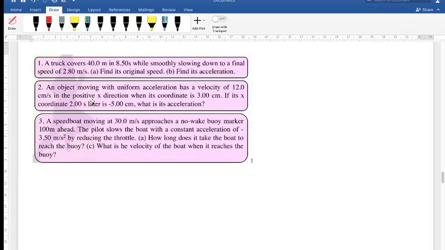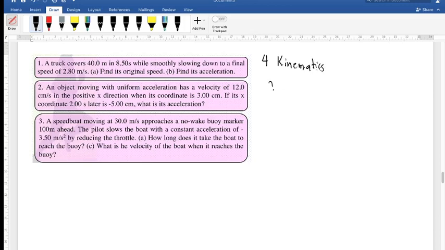So a truck covers 40 meters in 8.5 seconds while smoothly slowing down to a final speed of 2.8 meters per second. Find its original speed and its acceleration. So suppose that our truck is moving along a straight line where that straight line is our x-axis. So can I just put all of the kinematics equations here? So these are the kinematics equations.